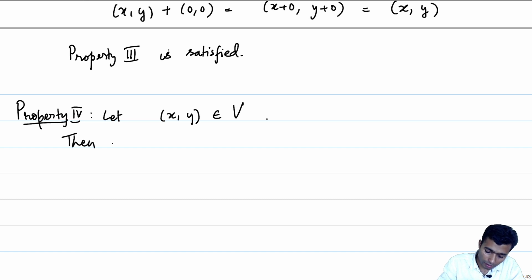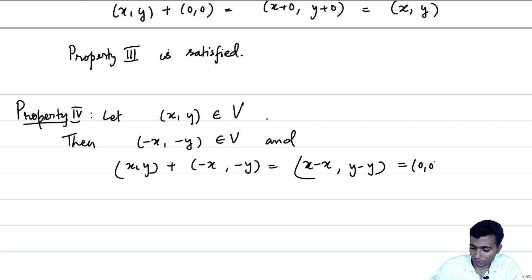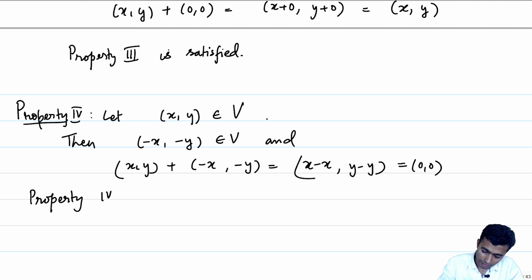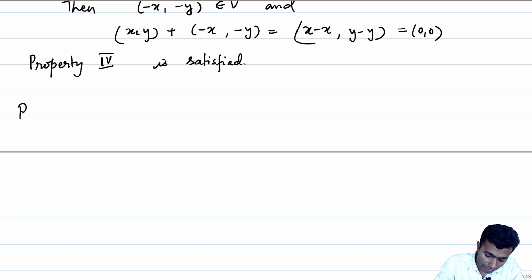Then (minus x, minus y) is an element of capital V, and (x, y) plus (minus x, minus y) is just (x plus minus x, y plus minus y), which is (x minus x, y minus y), which is nothing but the 0 element. So, yes, property 4 also is satisfied. Every vector v has an additive inverse. What was the fifth property? The fifth property is the existence of multiplicative identity. So, property 5.